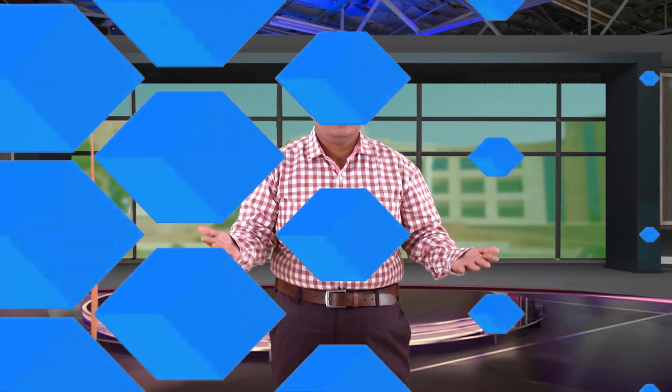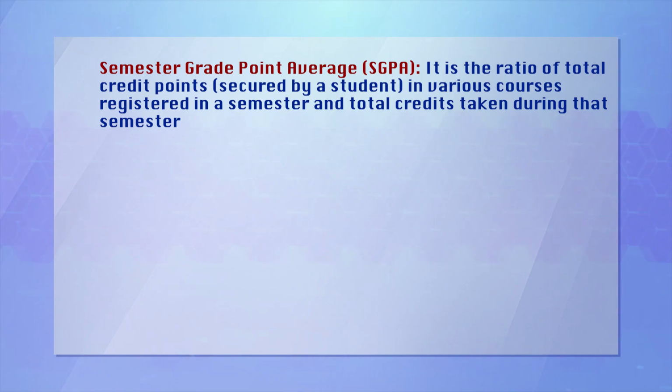The performance of a student in a semester is expressed by the semester grade point average or SGPA. It is the ratio of total credit points secured by a learner in various courses registered in a semester and the total course credits taken during that semester. The numerical value of SGPA is expressed up to 2 decimal points.